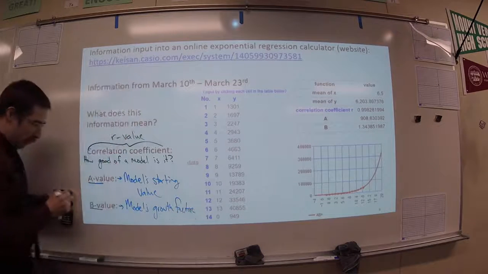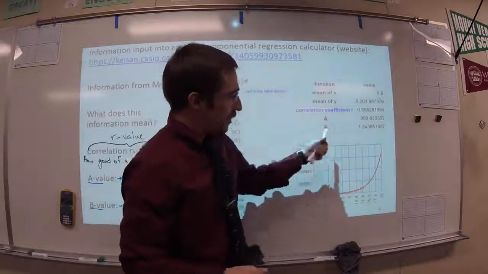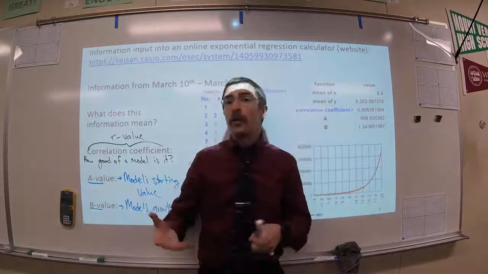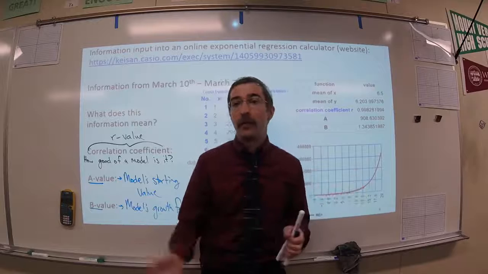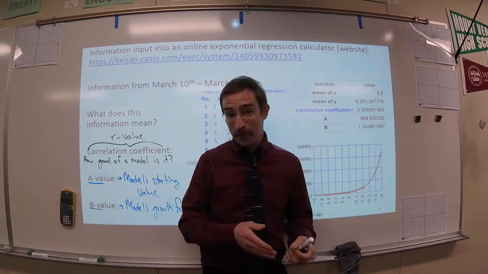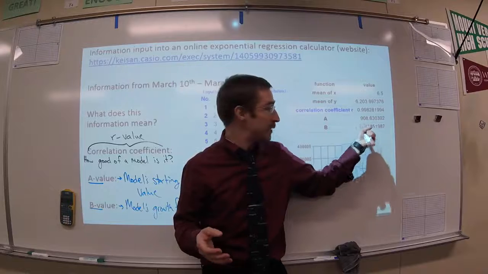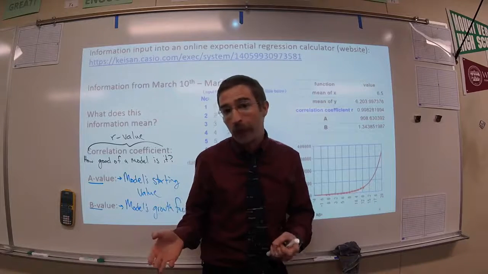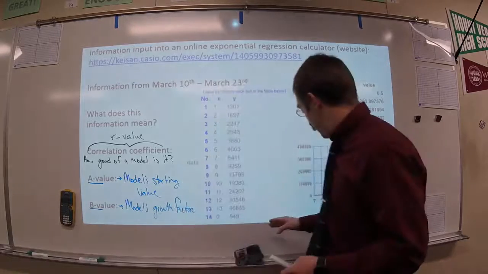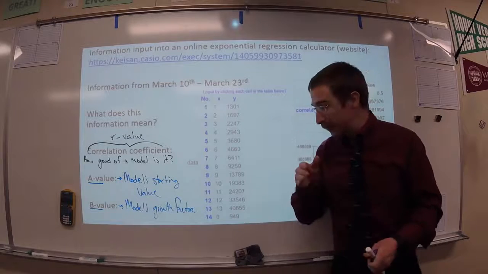And the B value, this is the model's growth factor. And this is 1.343851987. By growth factor, what I mean is this is the number that the population multiplies by every day. So if there are 100 cases, the next day there would be about 134.4 cases. And the next day you would multiply that by 1.34, and so on. And that's what gives you this shape of the curve that gets really, really steep at the end, because we're multiplying over and over and over again.